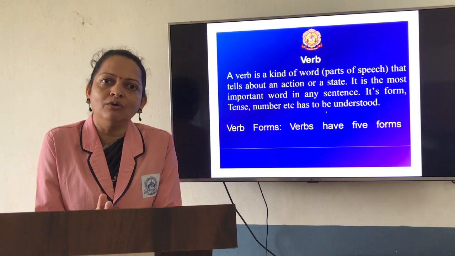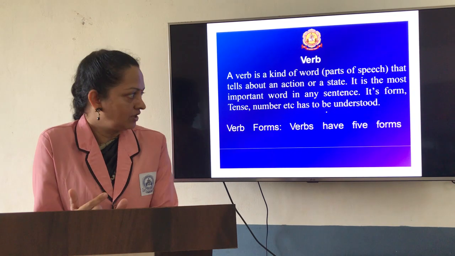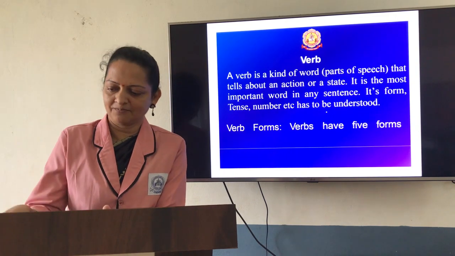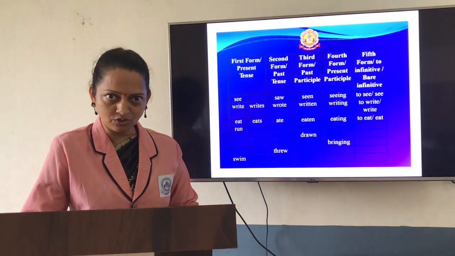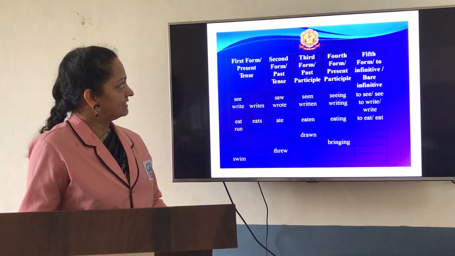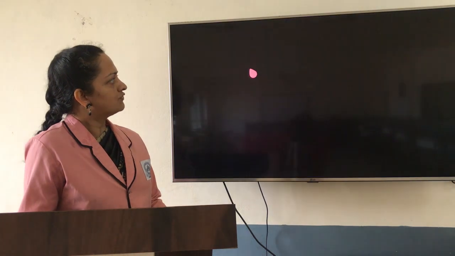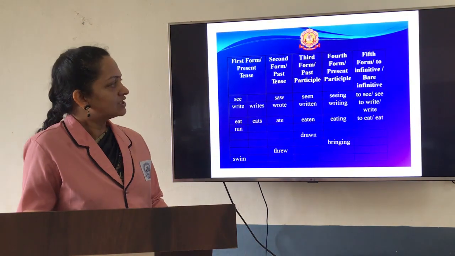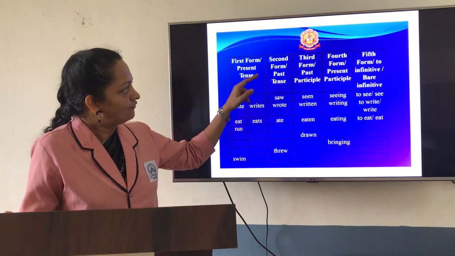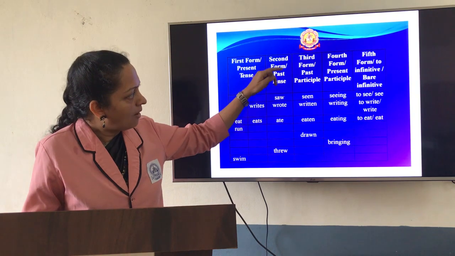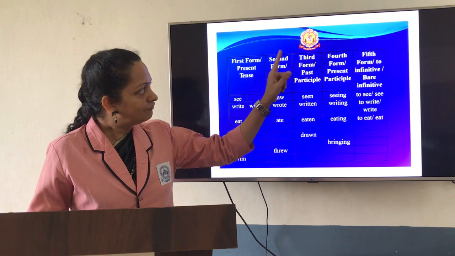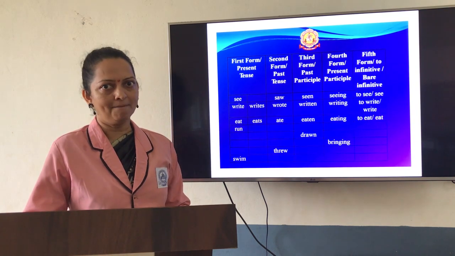Today, we are going to see about different forms of verbs. So we have verb forms. Verbs have 5 forms. So here I have presented those 5 forms in a tabular form. You can see the first one. The first form is present tense, second form is past tense, third form past participle, fourth form present participle, fifth form to infinitive or bare infinitive.